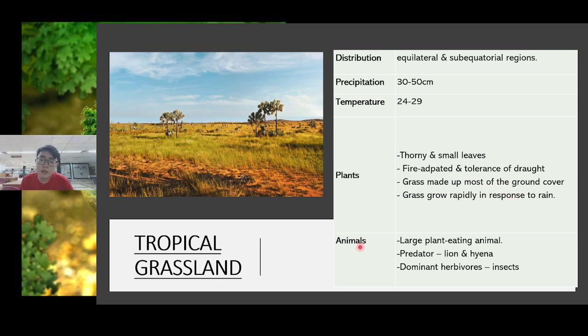Okay, the animals there are normally large plant-eating animals, so normally herbivores, like giraffe, deer, and also buffalo and cow. Mostly herbivores live there. But there are also predators like lion and hyena. And the numerous herbivores are the insects. Okay, so this is all about the tropical grassland.